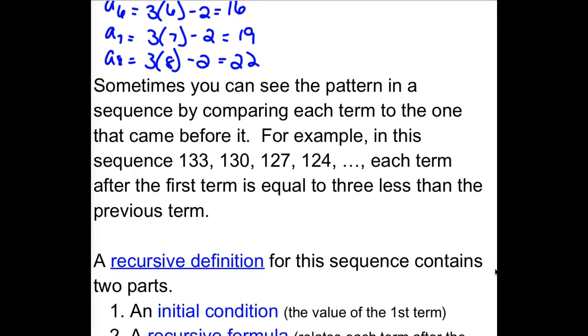Sometimes you can see the pattern in a sequence by comparing each term to the one that came before it. For example, in the sequence 133, 130, 127, 124, etc., each term after that first term is just 3 less than the previous number. So in other words, we're just subtracting 3 each time.